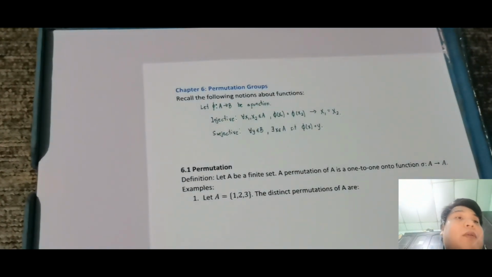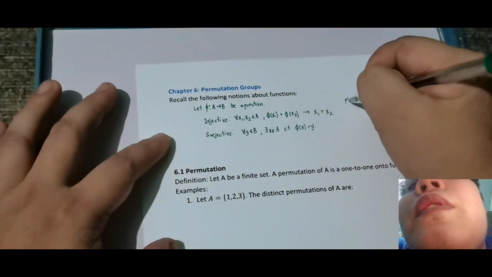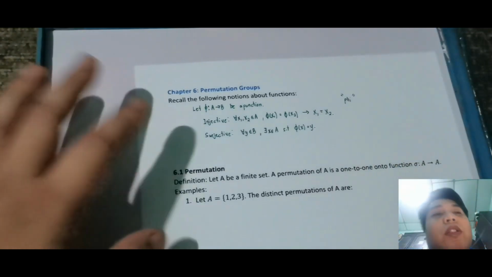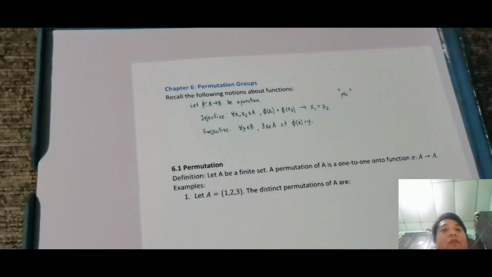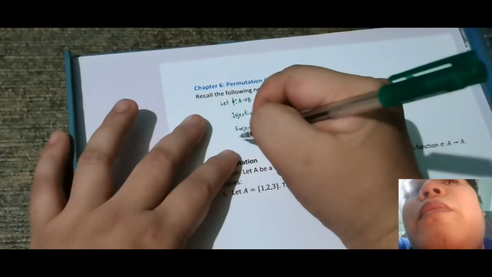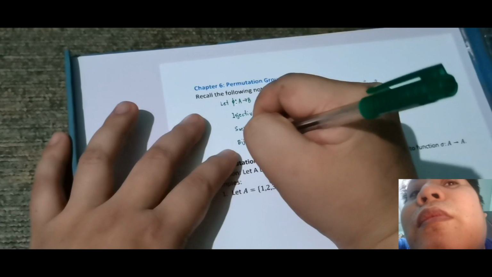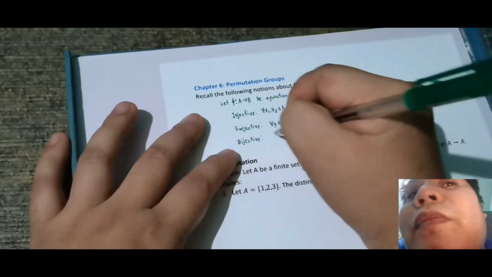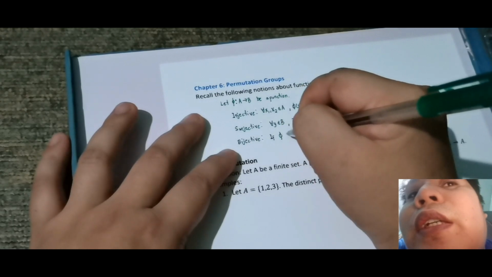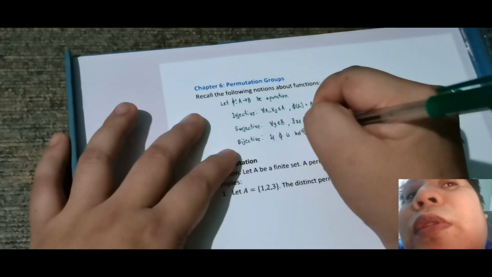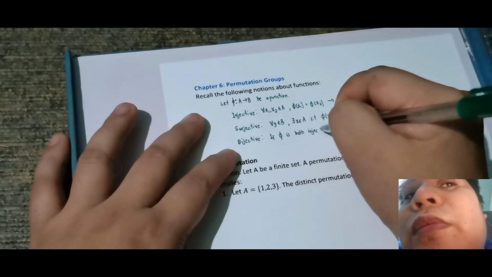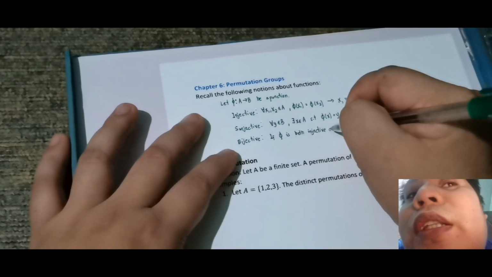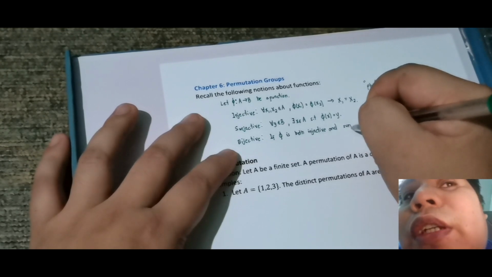Wag din kayo malilito, iba kasi yung ginamit ko na notion ng function. Ang dinefine ko na function ay si p, so that is a Greek letter p. Last thing is for bijective or one-to-one correspondence. Paano yun? If p is both injective and surjective.